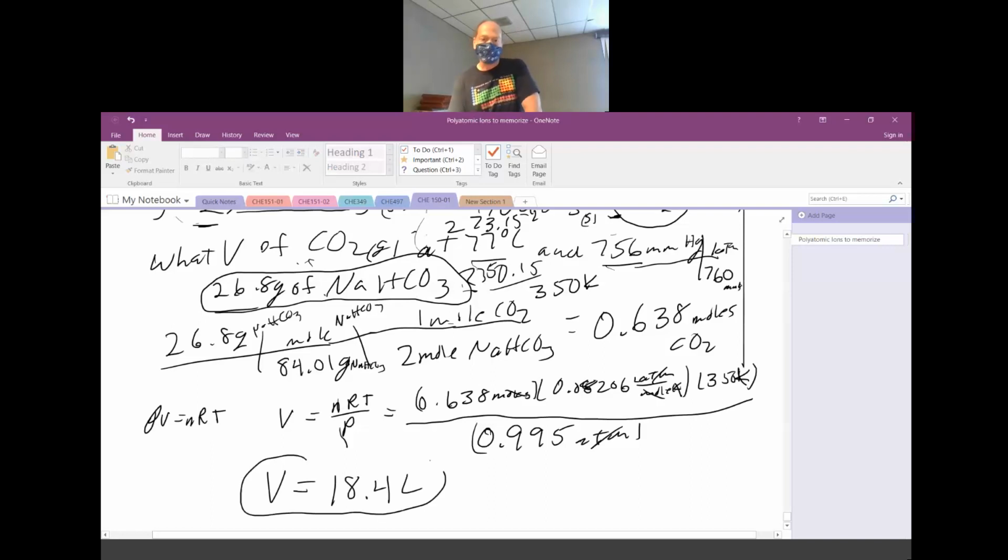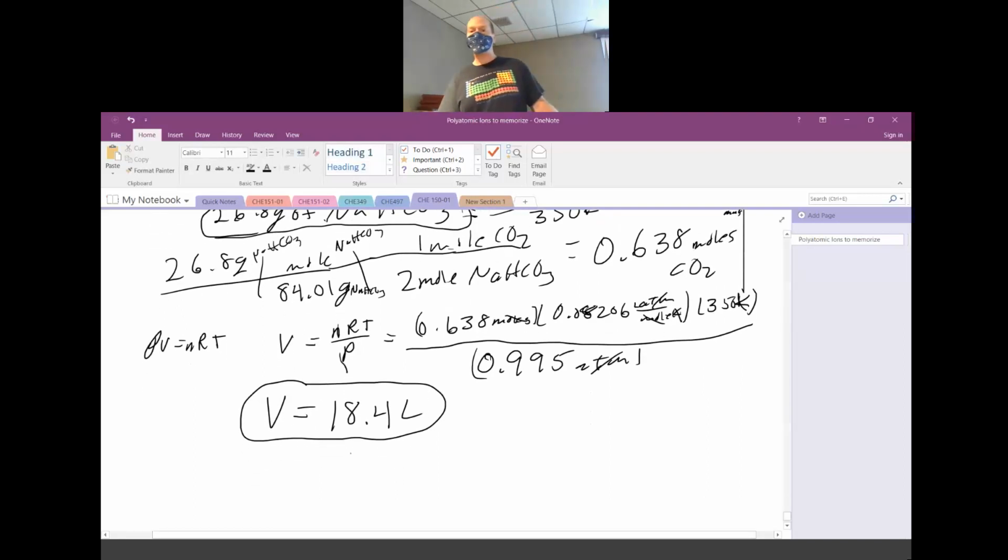So that is the volume of oxygen gas that would be produced from 26.8 grams of sodium bicarbonate. All right, grams into moles, mole ratio, get your moles of your gas. PV is equal to nRT for the gas only, gas law. Kelvin is always your temperature, atmospheres is always your pressure, and liters is always your volume, because PV is equal to nRT always uses the 0.08206 liter atmosphere per mole Kelvin.